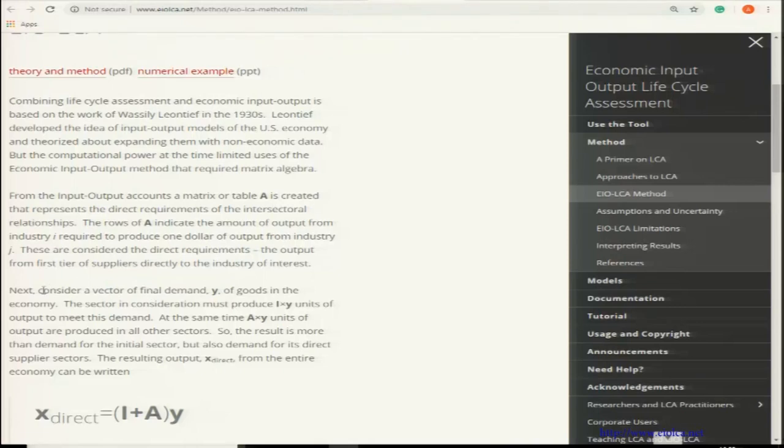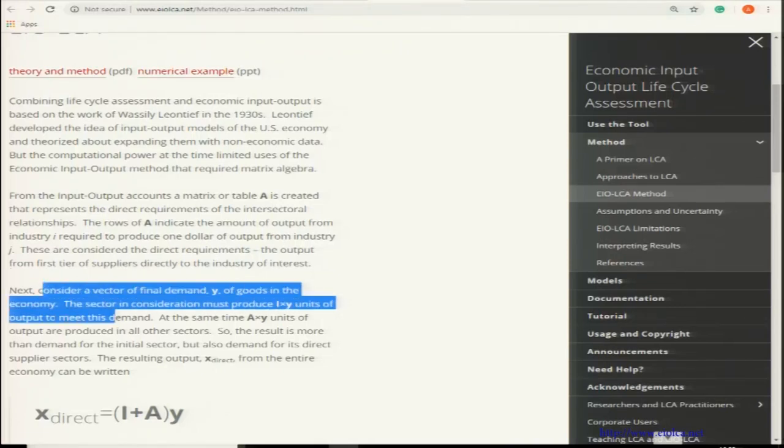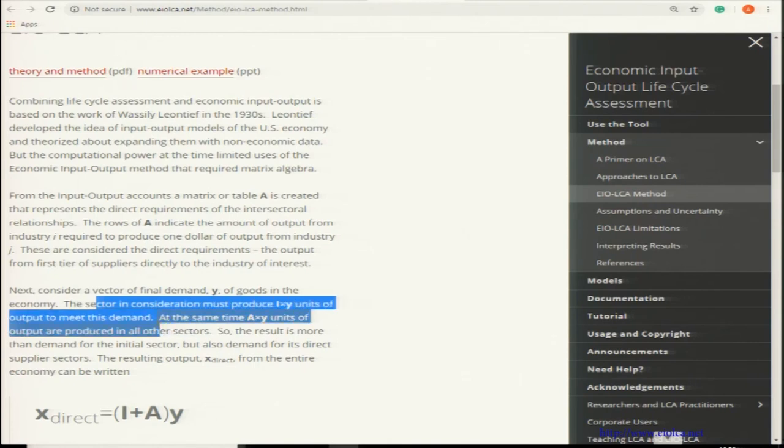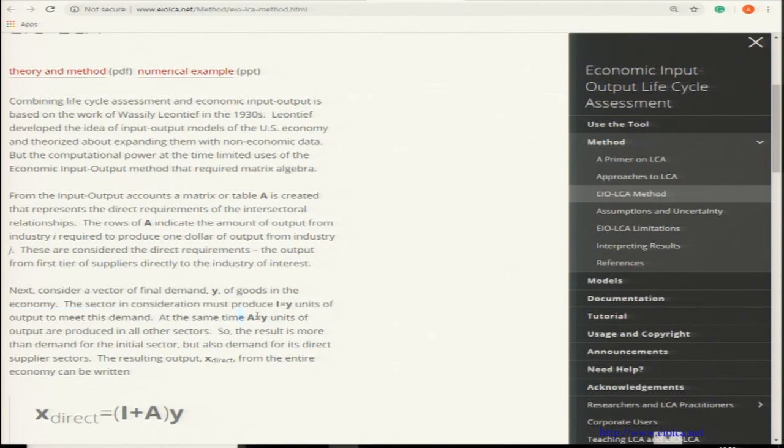And this A into Y. What is Y here? Y is the final demand vector, the final demand vector of goods in the economy, right? And A into Y makes the output produced in all other sectors. Y is the final demand in the economy, which makes I into Y units of output to meet this demand, and A into Y units to produce outputs that are produced in all other sectors.